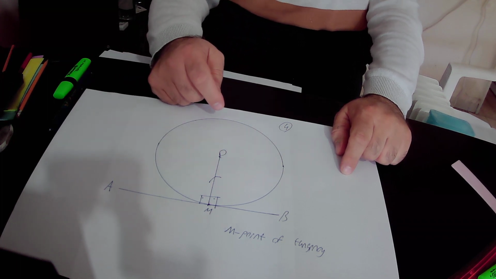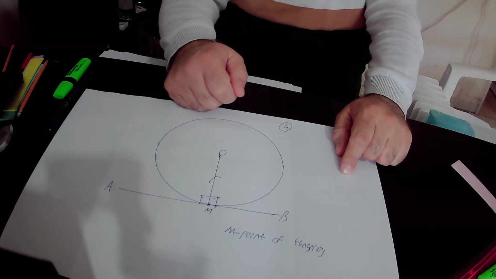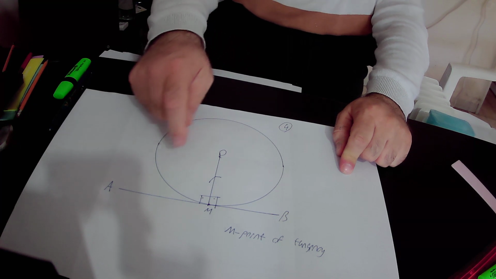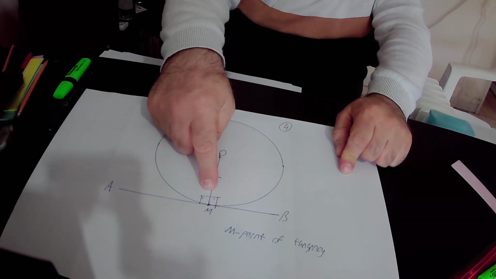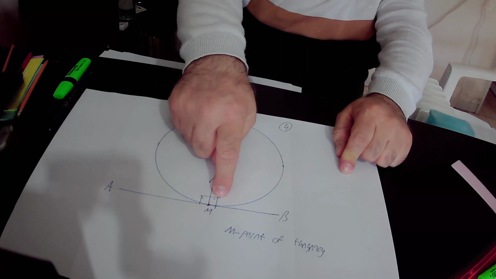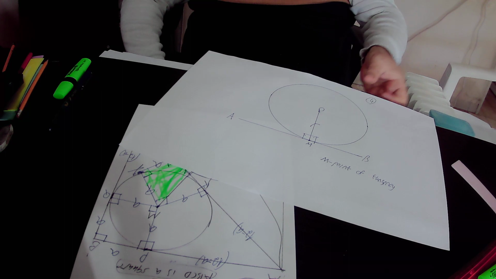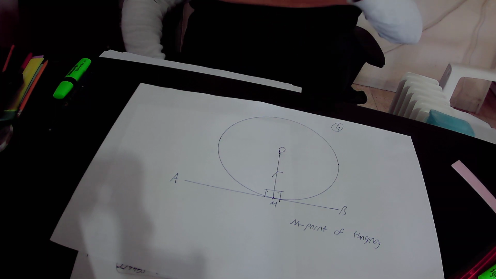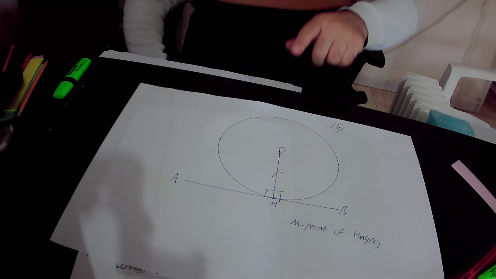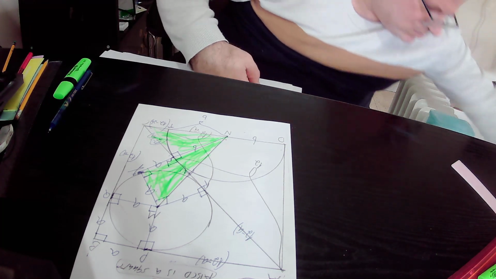Therefore, whenever you have a radius that is drawn to the point of tangency, the tangent AB will be perpendicular to this radius. That is to say, this angle will be equal to 90 degrees and this angle will also be equal to 90 degrees. So whenever you have a radius drawn to the point of tangency, then the tangent will be perpendicular to this radius. We implemented rule number 2 in our drawing.